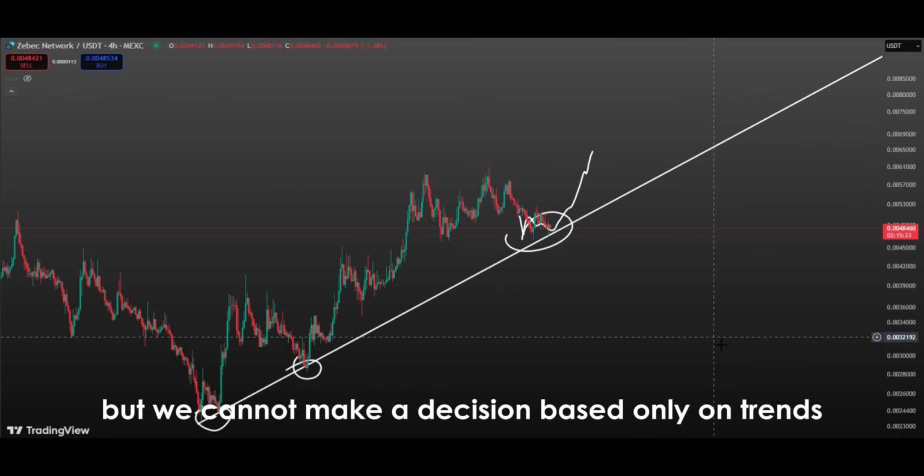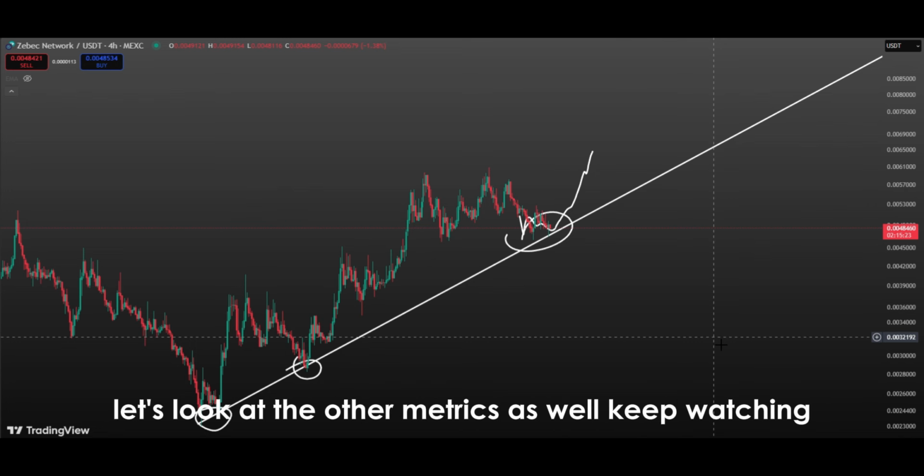But we cannot make a decision based only on trends. Let's look at the other metrics as well.